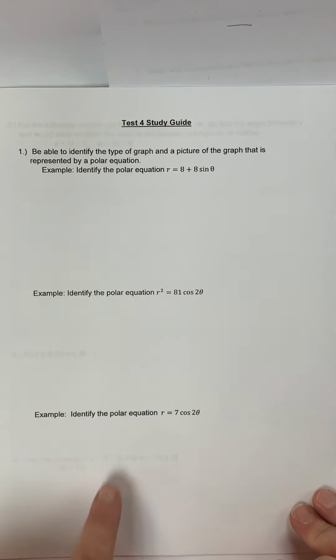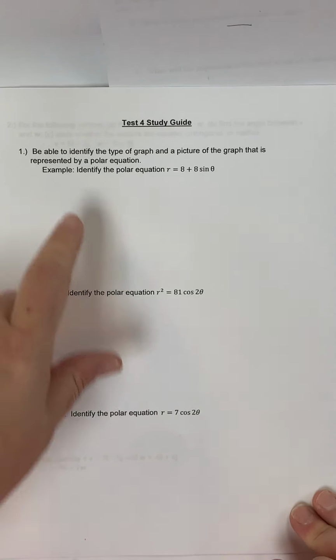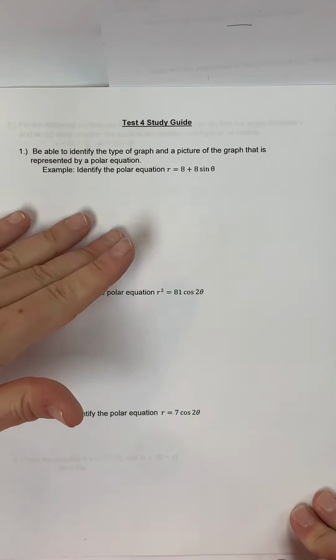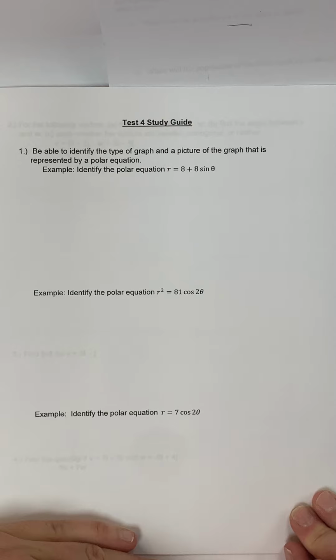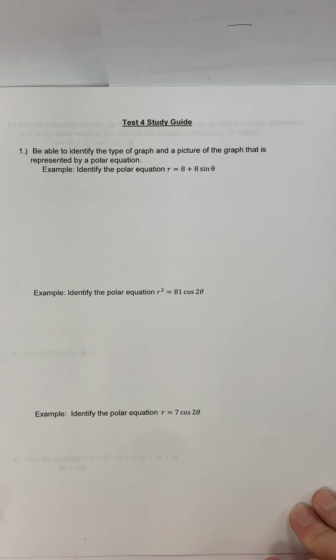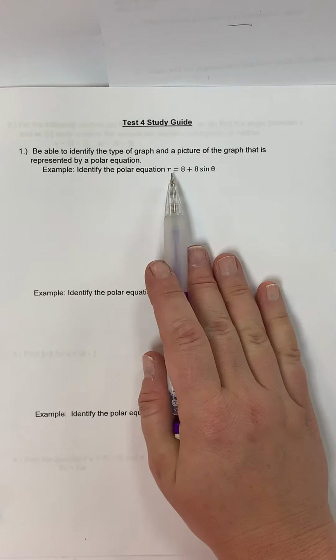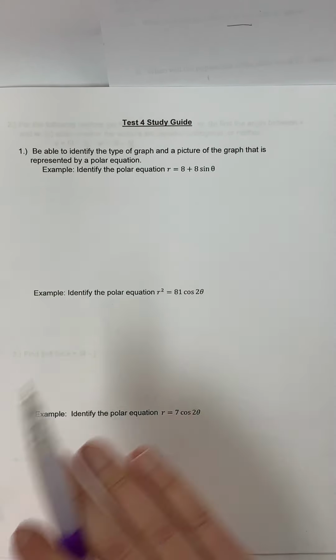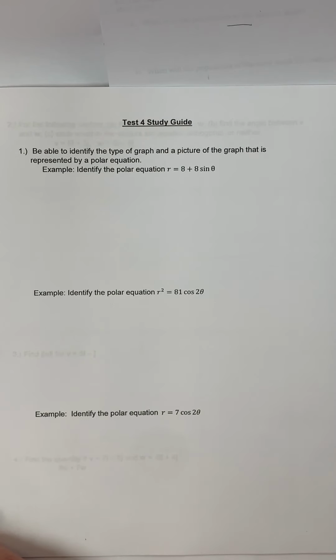Question 1 has 3 parts. You won't have a multi-part like this on the test, but I thought we would just go ahead and combine some different polar equations all together in one here. So the directions say to identify the type of graph, and a picture of the graph. So all you have to do is choose the given graph that you see that represents this equation.